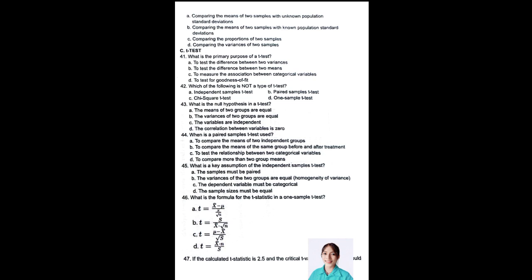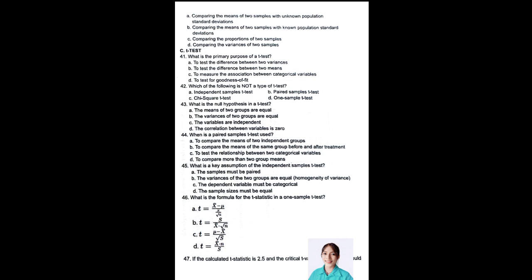Number 46, as you can see, the options are in formula. What is the formula for the t statistic in a one sample t-test? The formula is in option A, which is t is equal to the sample mean minus mu, over the sample standard deviation over the square root of n. So that is the formula for the t statistic.